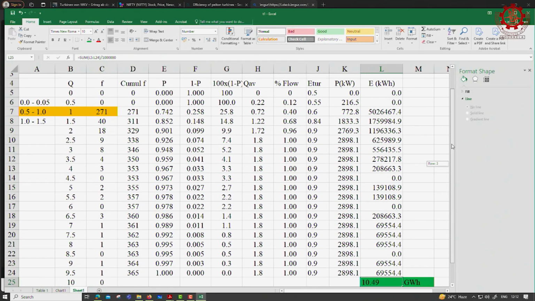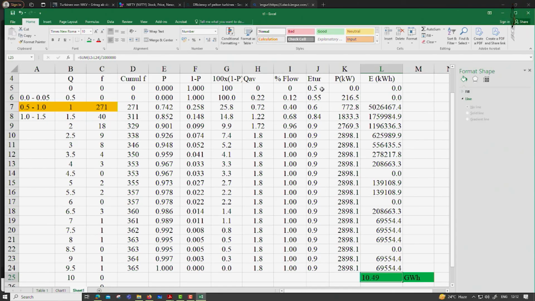Did you get my point? Thank you so much. Okay, thank you. That is a good question. Okay. So, now we have converted it to Francis turbine, that is why these efficiency values are different now, right. Okay.